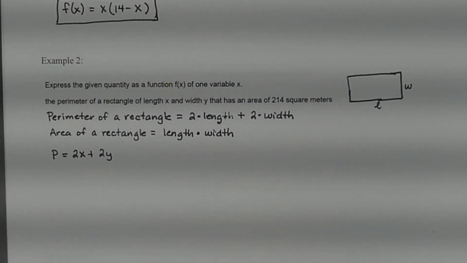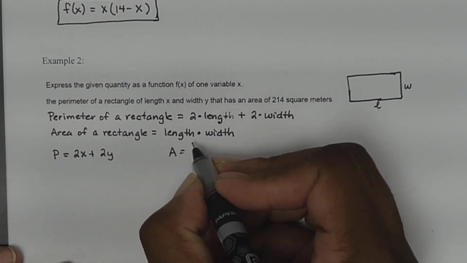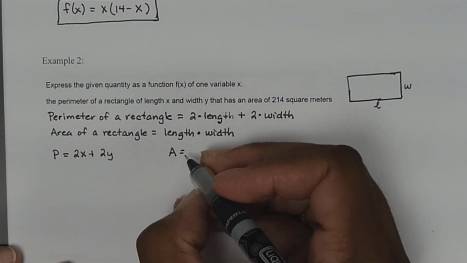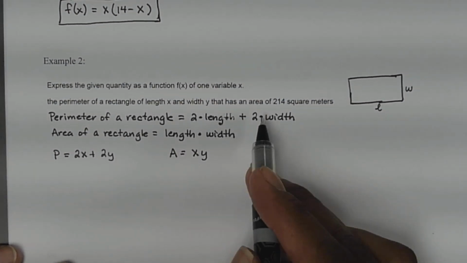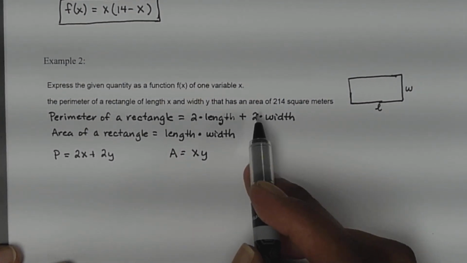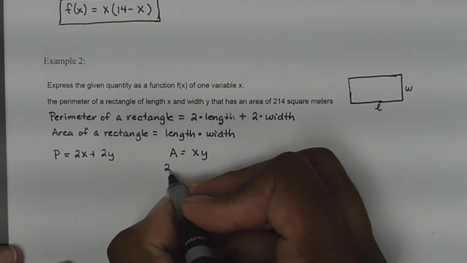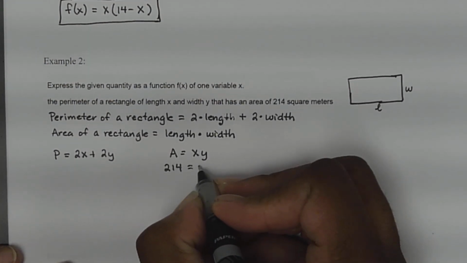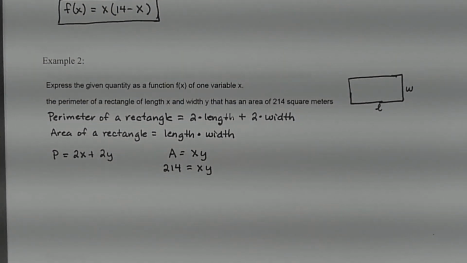And the area of the rectangle, A, is equal to length times width. Well, that's x times y. And we're told that there's an area of 214 square meters, so your A, I'm going to replace that with 214. So 214 equals x times y.